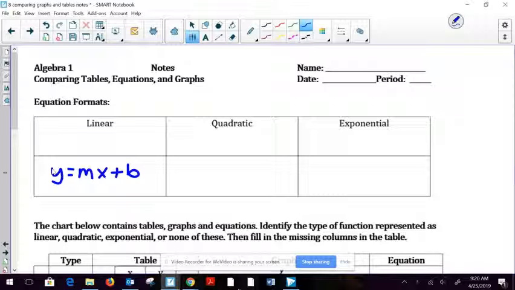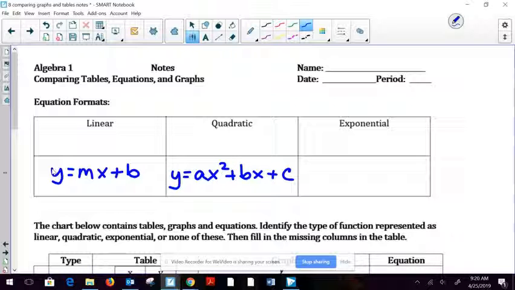For quadratic, those are the ones where we had 2 as an exponent. So for example, you would have had something like y is equal to ax squared plus bx plus c. That is the general form of it. Our highest exponent in this case is a 2.